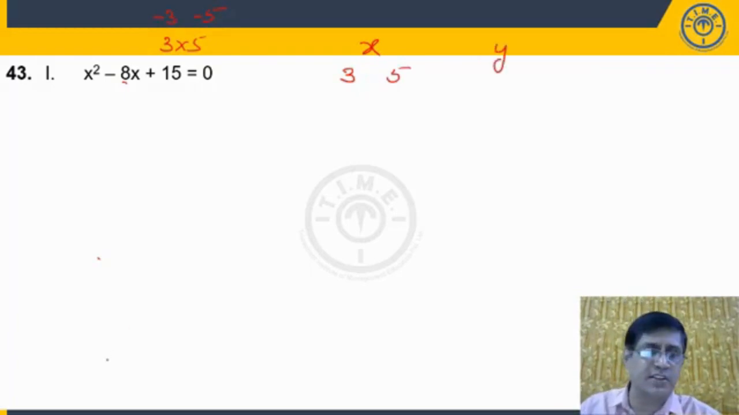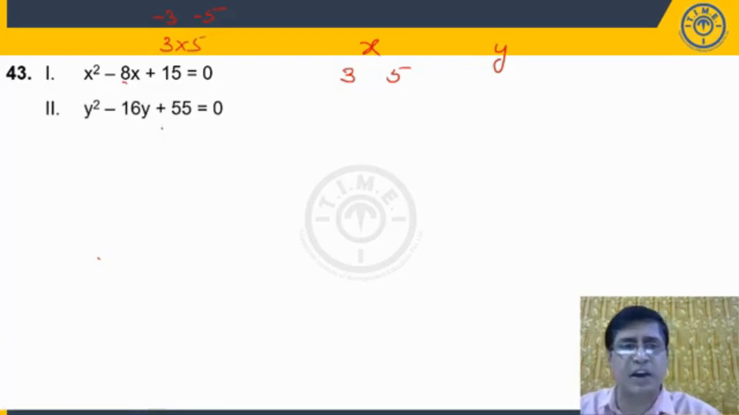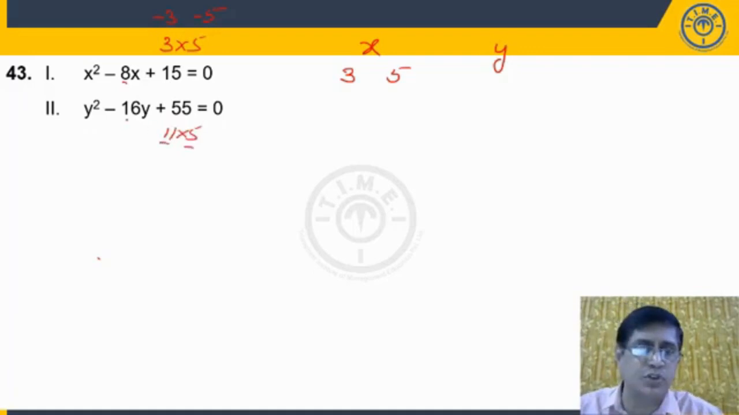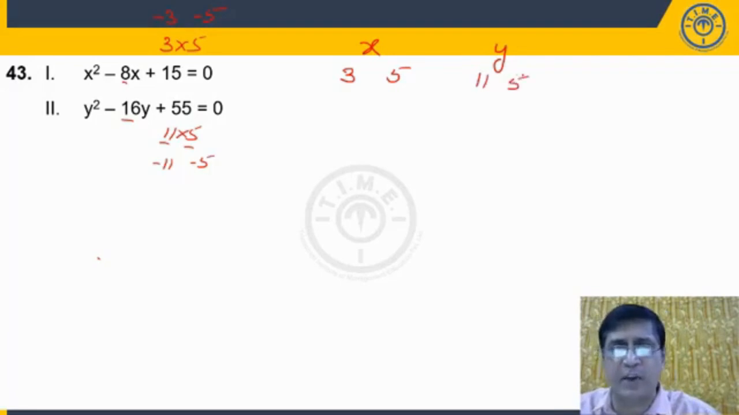Similarly, just look at the second quadratic equation. y square minus 16y plus 55. So 11 into 5. 11 into 5 means the sum of these two is equal to the middle term. So what are the factors here? Minus 11 and minus 5. So what are the roots? 11 and 5, by the coefficient of y square.